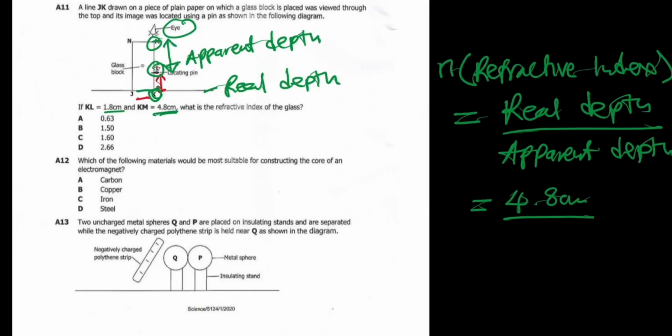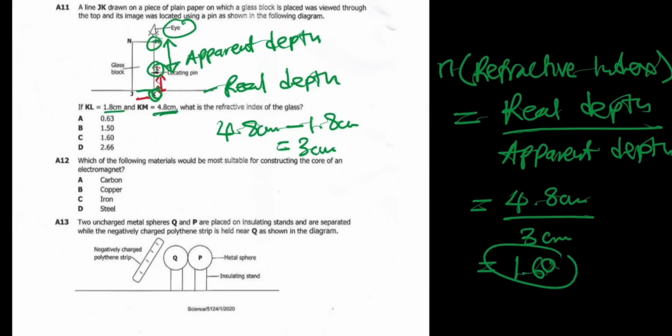So it is the distance from where the eye is to where you are seeing the object from. So that is going to be 4.8 centimeters minus 1.8 centimeters. So that is going to be 3 centimeters. So that is going to be our apparent depth, 3 centimeters. And when you do the math there, you're going to get 1.6 as the refractive index. So answer choice C is the best answer. So make sure you understand the real depth, apparent depth in relation to the refractive index.